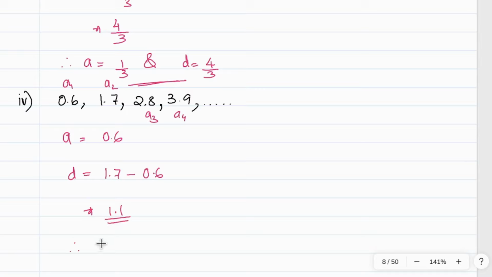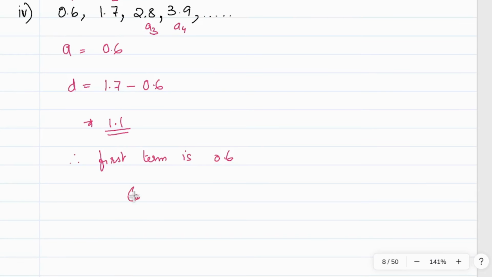Therefore, first term is how much? First term is 0.6, and common difference D equal to how much? Common difference D equal to 1.1. Clear?